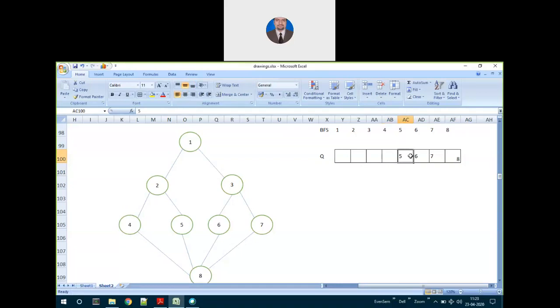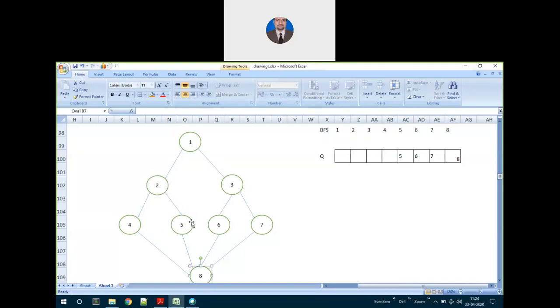I have 5, 6, 7 and 8 as the visited or unexplored vertices. Among these, I first consider vertex number 5 because it is first in the queue. So now I will take 5 here. From this particular 5, what are the adjacent vertices it is connected to? Those are vertex number 2 and vertex number 8.